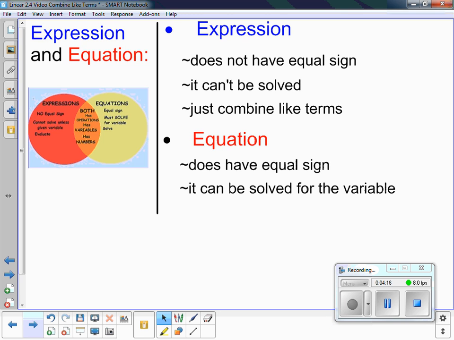So remember, an expression does not have an equal sign, so that means there's no solution. It's an expression. We're going to simplify it just by combining the like terms. An equation does have an equal sign, and then we need to solve for the variable. You're not done until you get down to x equals 5.